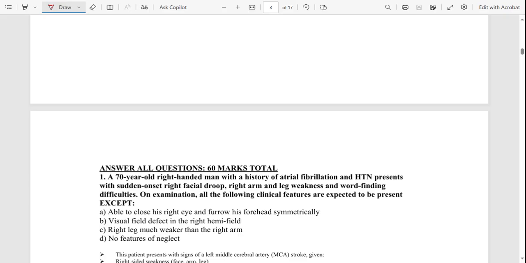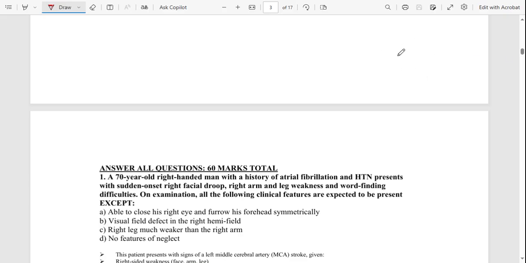B. Visual field defect in the right hemifield. C. Right leg much weaker than the right arm. D. No features of neglect. Any thoughts on this one?